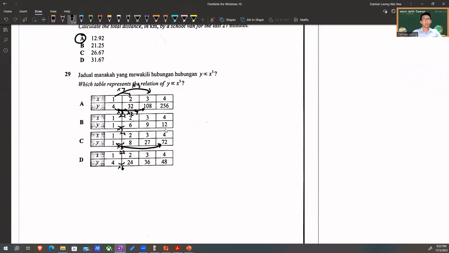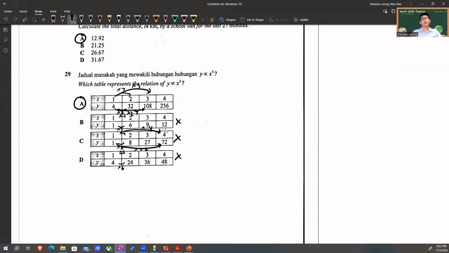This one times 72. And this one times 4. 4 cube is not 72. So it's not this one as well. I already know it's not this two. It's not this. So it must be this.